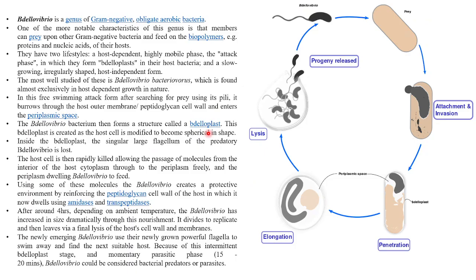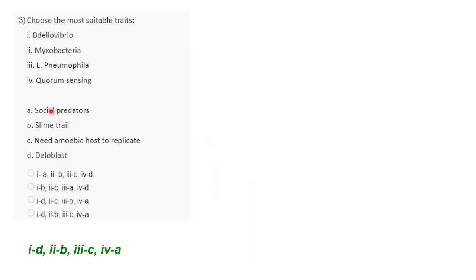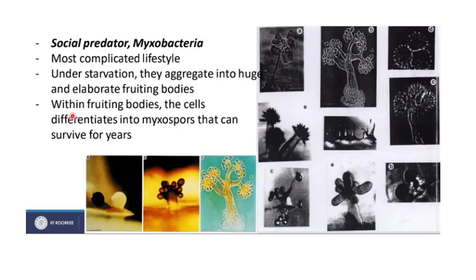So in case of this match and pair, Bdellovibrio will be matched with bdelloplast, myxobacteria will be matched with slime trail, Legionella pneumophila will be matched with needing an amoebic host to replicate, and quorum sensing is also a type of social predation technique because basically you are living in a social atmosphere. There are many bacteria coming together and they are basically acting like one single organism. They're creating more and more autoinducers, they are attaching to receptors, and the entire thing is getting carried on. So quorum sensing is also a type of social predation. So quorum sensing can be matched with social predator.